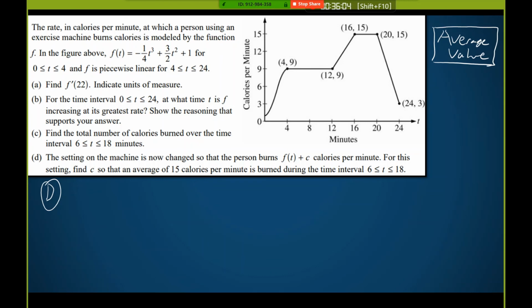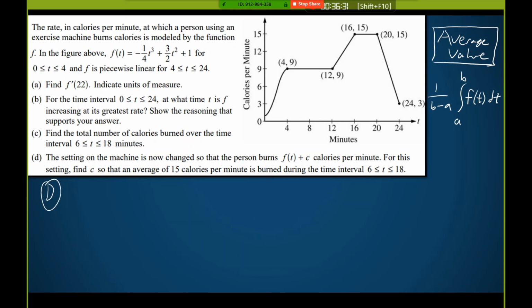Okay, so my average value is 1 over b minus a times the integral from a to b of f of t dt. So what this does is, let's say f of t is a velocity. When I integrate, I'll get my displacement, and then you divide by how much time passed to get an average velocity.